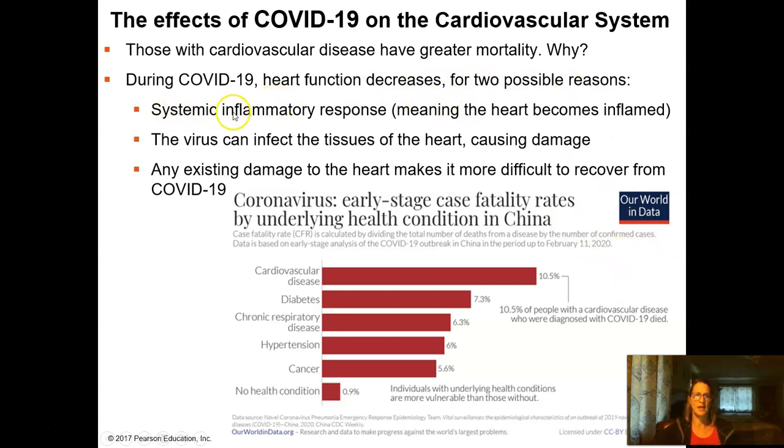One, you can have a systemic inflammatory response. That means your entire body is having a really vast immune system response, and because of that, your heart becomes inflamed and stops working as well. Also, there are cases where the virus has directly infected the tissues of the heart and causing damage to the heart, which obviously reduces its effectiveness. And any existing damage that you have to the heart before you contract COVID-19 makes it much more difficult for you to recover from it.